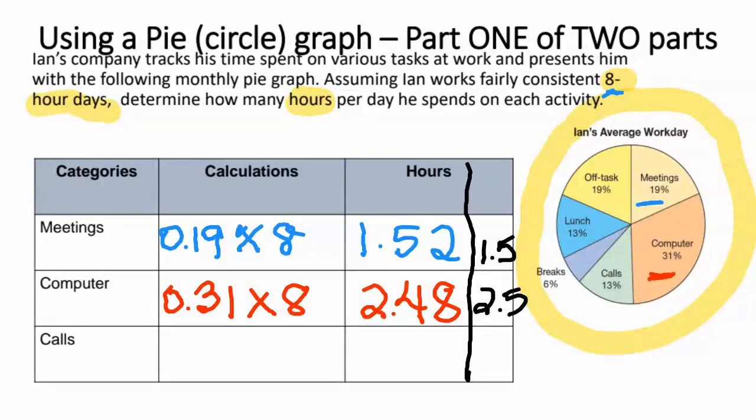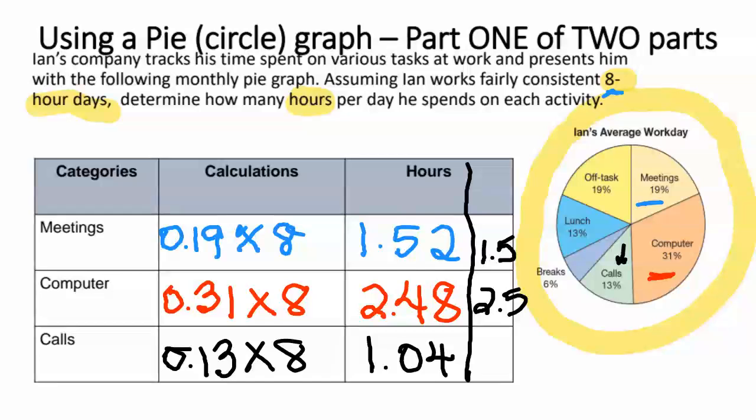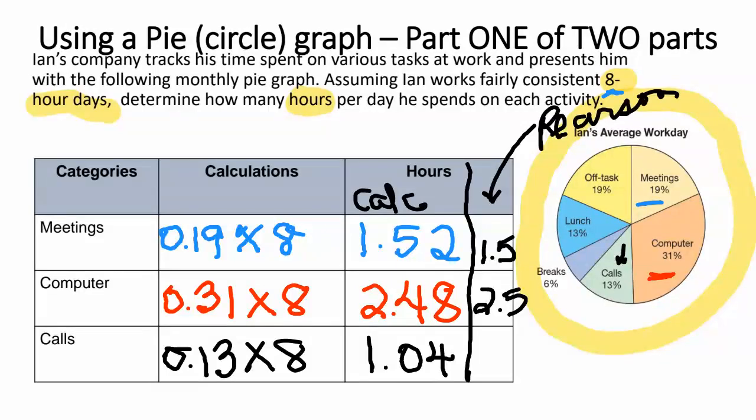Now, we're going to go to calls. Calls is this part. This is 0.13 times 8. Well, again, I am going to get 1.04 on my calculator. This is my calculator. This is what you sometimes will see in Pearson. This will give me 1.0.